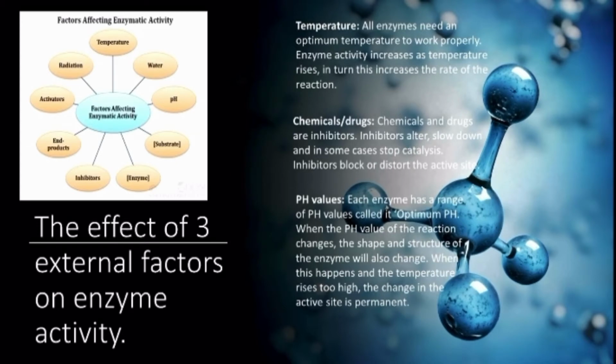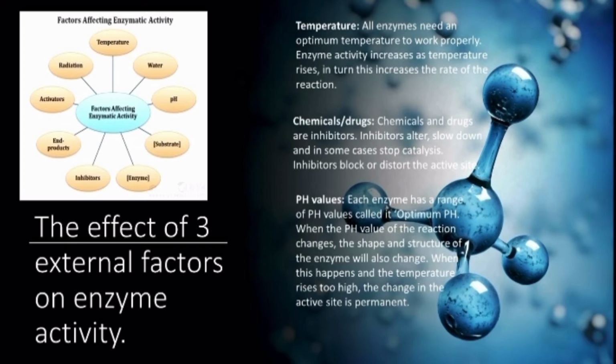The first one is temperature. All enzymes need an optimum temperature in order to work properly. Enzyme activity increases as the temperature rises, and in turn this increases the rate of reaction. Next, we have chemicals or drugs. Chemicals and drugs are inhibitors. Inhibitors alter, slow down, and in some cases stop catalysis. Inhibitors also block or distort the active site.